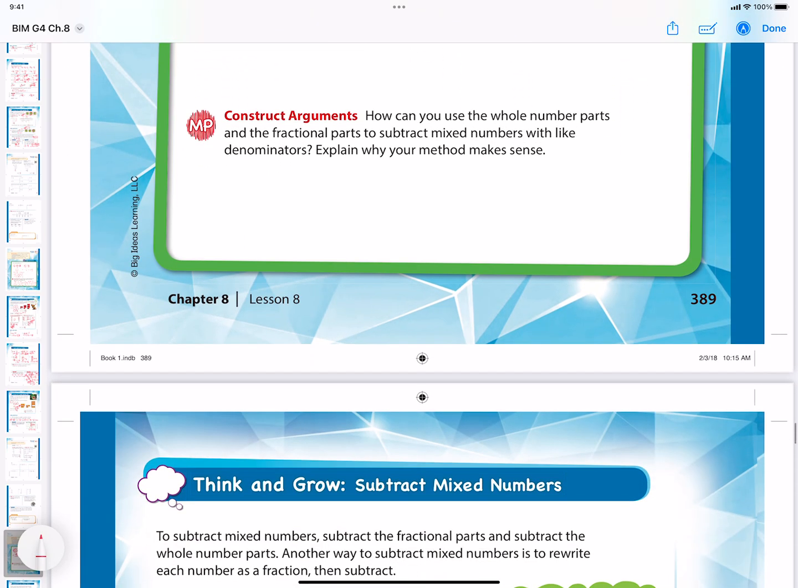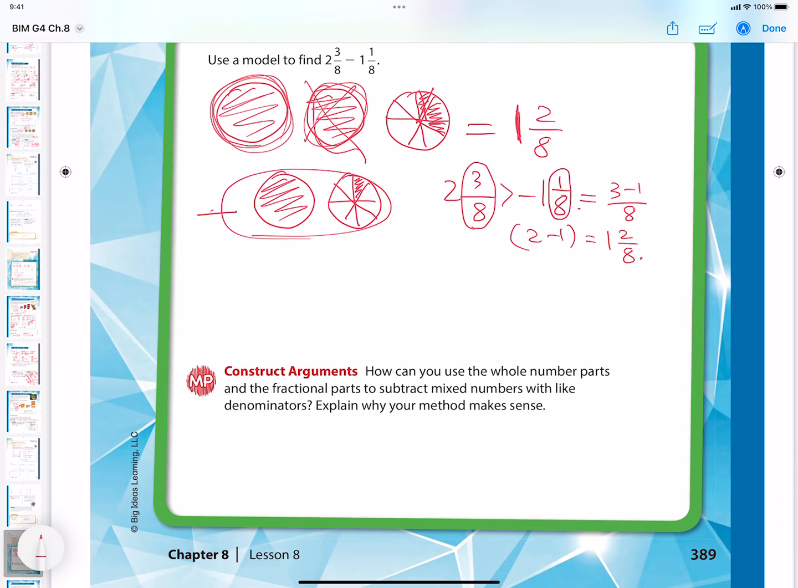All right, so how can you use the whole number parts and the fractional parts to subtract mixed numbers with like denominators? Explain why your method makes sense. So when you subtract mixed numbers, you have to subtract the like denominator fractional parts first. Okay, so you will see if your fractional part in front, which we call the minuend, is greater than the subtrahend. If not, you need to borrow from the whole number, and we call it renaming. Okay, and let's go ahead.